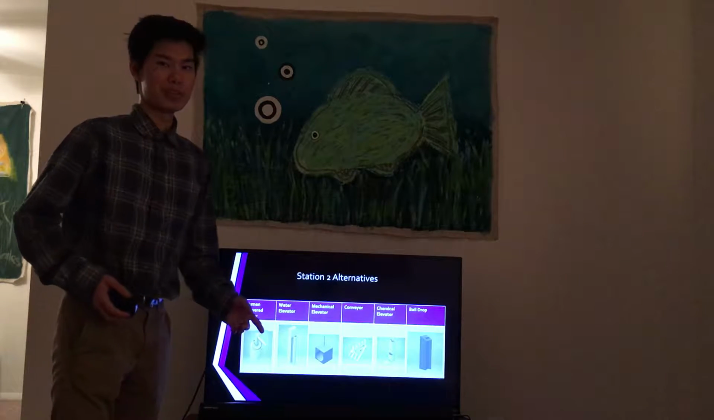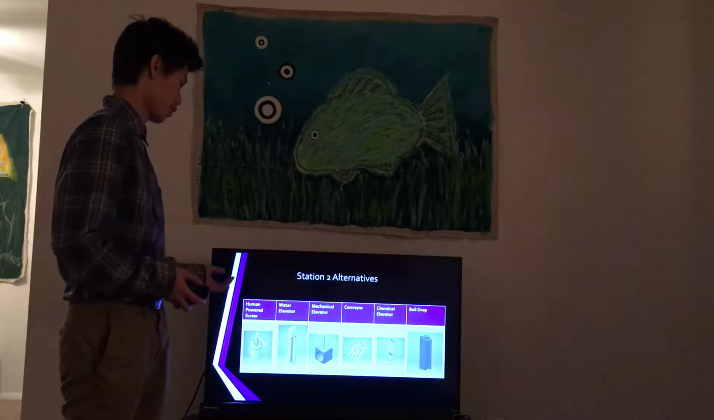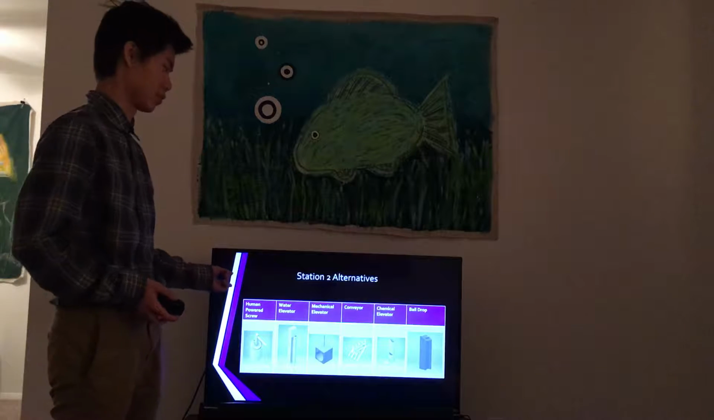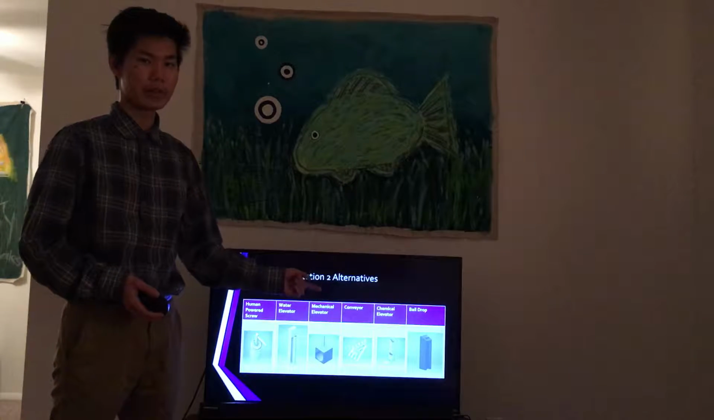And station 2 was about thinking of ways to raise the ball or give it more potential energy. And the alternatives that we came up with were the human-powered screw, the water elevator, the mechanical elevator, the conveyor, the chemical elevator, and the ball drop.